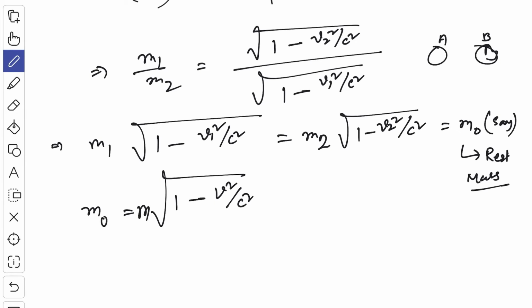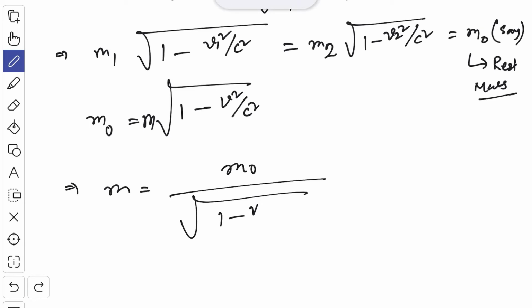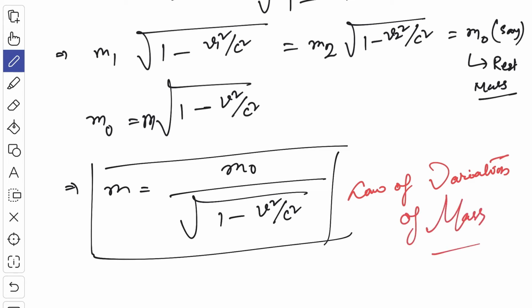Sorry, this is m naught, small m into this. Okay, we can write this way, or this implies m is equal to m naught by root over 1 minus v square by c square. So let me write it properly: v square by c square. So this is what? This is our law of variation of mass.